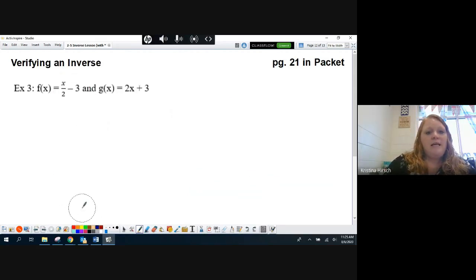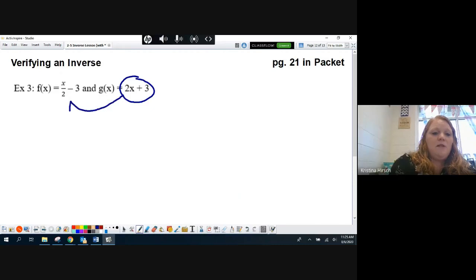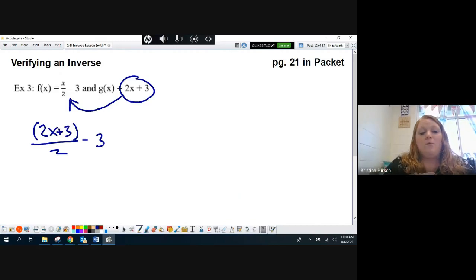All right, another example. This time I'm going to take this function and substitute it into this function. So instead of having x over 2, I'm going to have something over 2 minus 3. Then the 2x plus 3 comes in. So be really, really careful here. This is where people are going to mess up. This is what somebody's going to do.